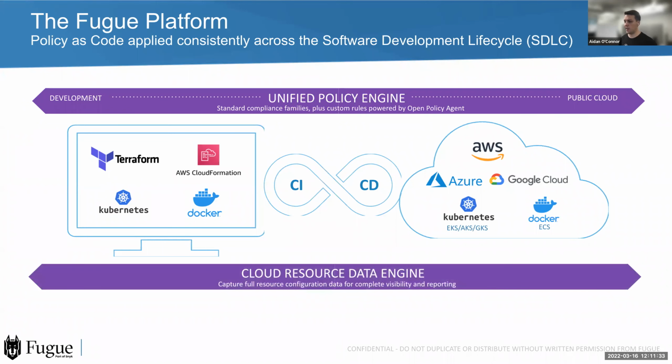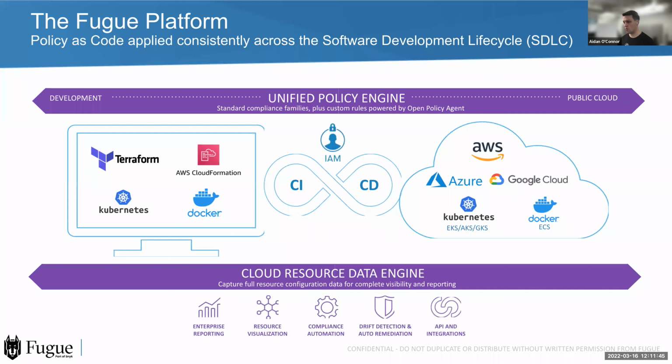And then finally, as you'll see today, for just a couple of minutes, we have this great cloud resource data engine that comes with Fugue, where you can see the misconfigurations in your environment. And the last thing here, this is the symbol for AWS CodePipeline. Keep in mind, this can be applied to any CI/CD pipeline.